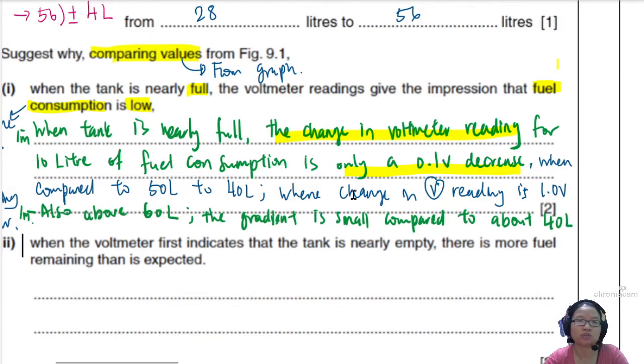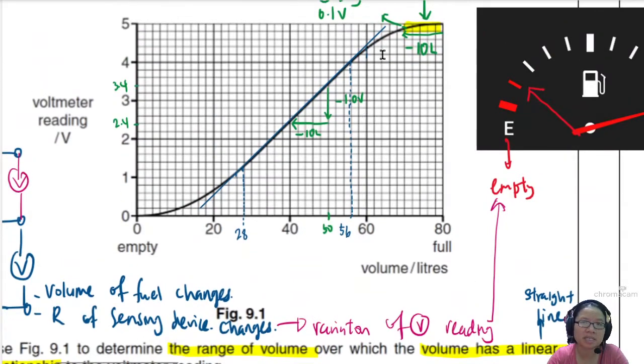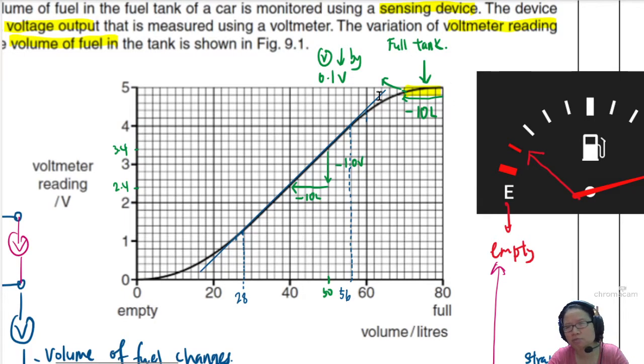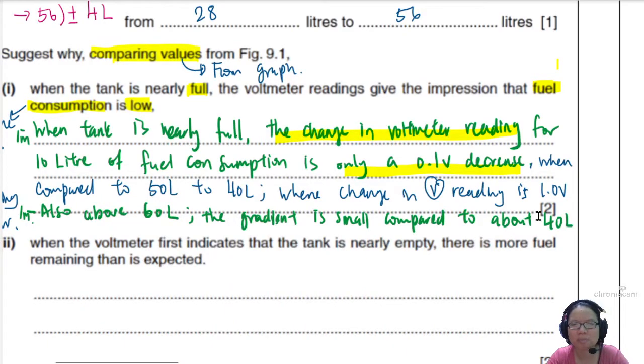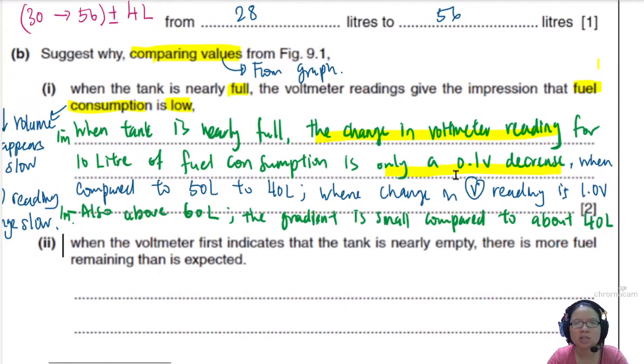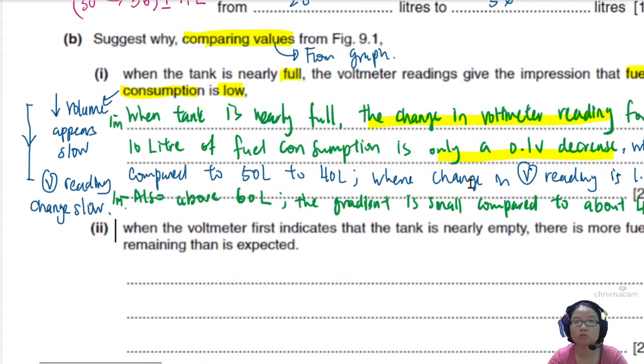So use the graph to actually decide what will happen. Like for example, in this part of the graph, your gradient decreases very slowly. So your voltmeter reading will drop very slowly. So there'll be 1 mark. And then you need to give values. Like for example, when you decrease 10 liter, your voltmeter reading only goes down half a box. So small when compared to 40 liter. It's always compared to 40 liter or somewhere in the middle. All right, so that's the first point. When you explain this, always try to use the graph and take evidence from the graph. So provide evidence. No evidence, no talk, you know.